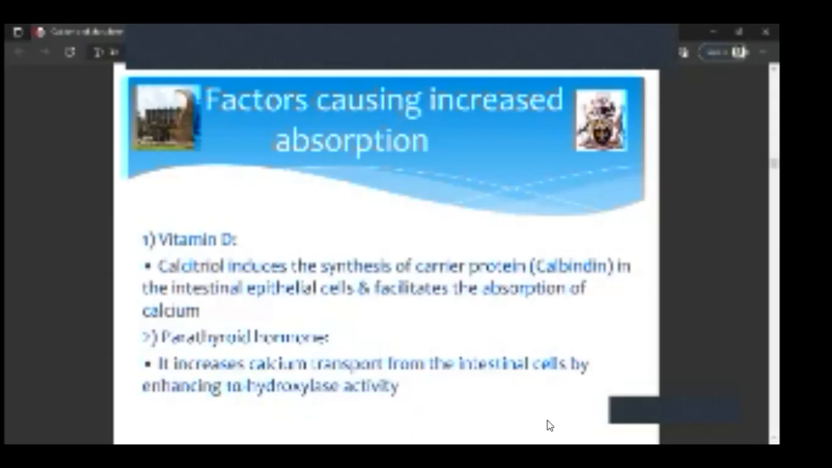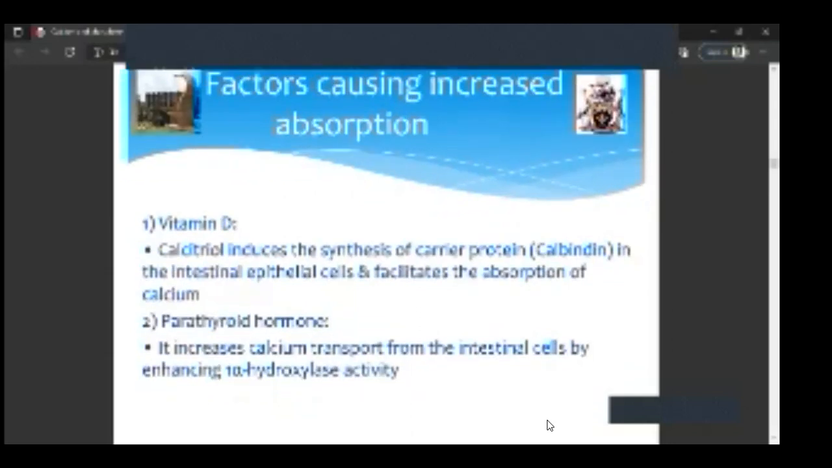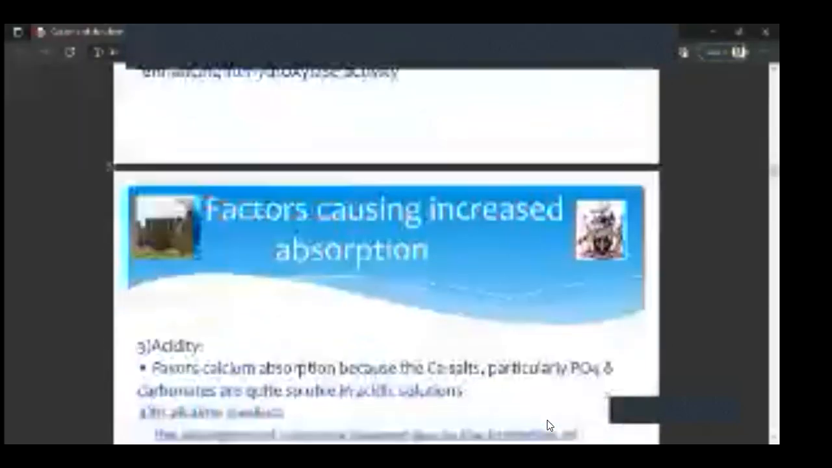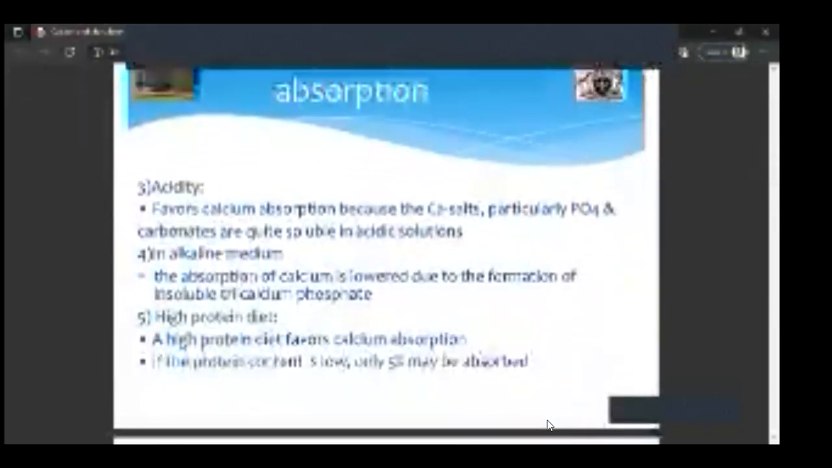The other factors we need to think about have to do with pH. pH is important because acidity will favor calcium absorption, and therefore we find that calcium salts, particularly calcium phosphate and carbonates, are quite soluble in acidic solutions. Therefore, an alkaline medium will lower the absorption of calcium due to the formation of insoluble tricalcium phosphate.